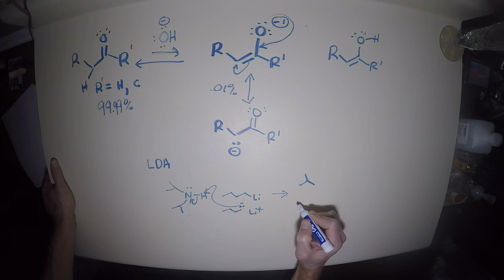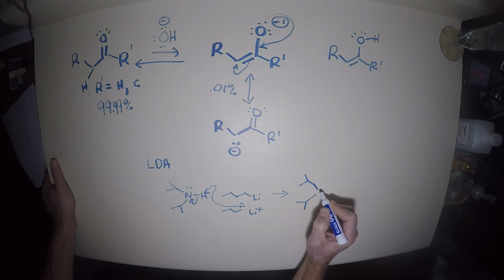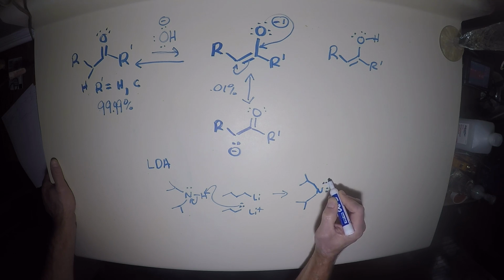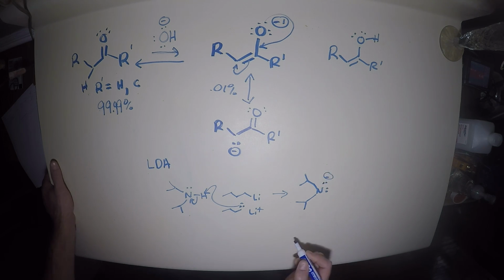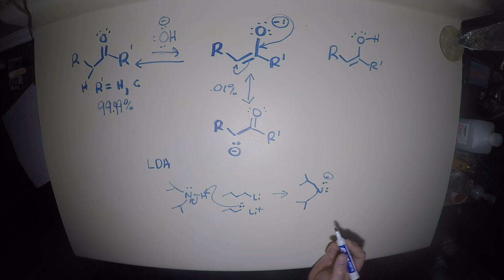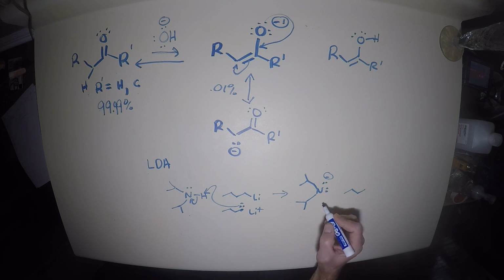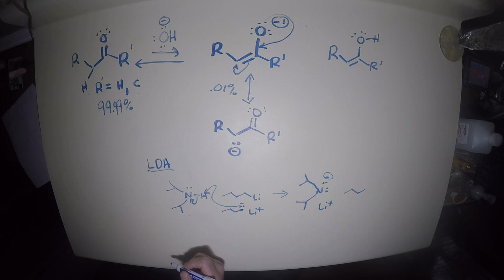diisopropyl amide, and amide having a negative charge on the nitrogen. And the byproduct would be butane, resulting from this carbon grabbing a proton off the amine nitrogen. And the counter ion of LDA is lithium, hence the name LDA.